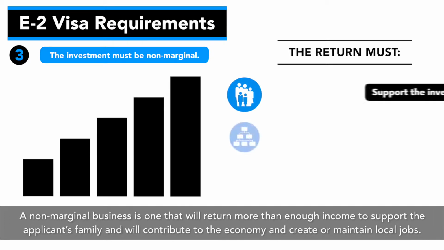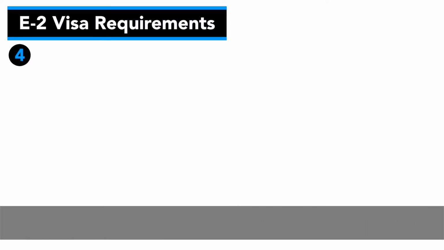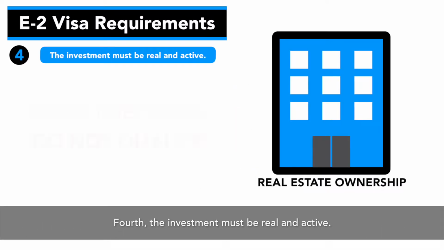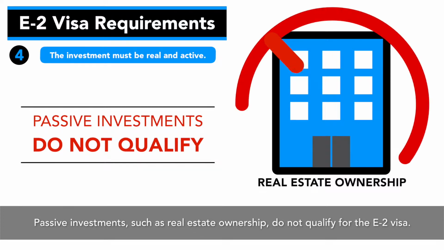A non-marginal business is one that will return more than enough income to support the applicant's family and will contribute to the economy and create or maintain local jobs. Fourth, the investment must be real and active. Passive investments, such as real estate ownership, do not qualify for the E-2 visa.